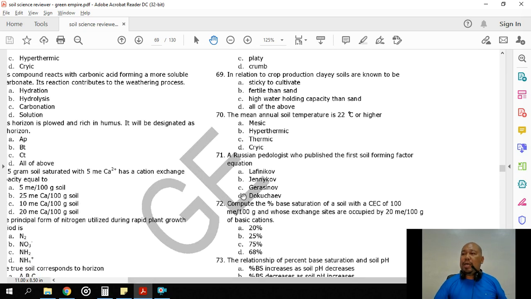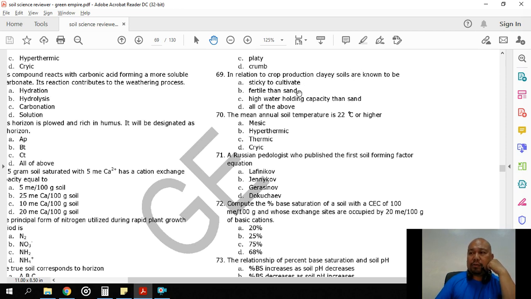Number 69. In relation to crop production, clayey soils are known to be sticky to cultivate, fertile than sand, high water holding capacity than sand, all of the above. I think we've gone through this in one of our sessions before. But again, let's just go over this one. In relation kuno sa crop production, unsa man ang characteristics sa clayey soils. So mura ni siya true or false, mura all of the above ng mga choice ba. Known kuno ang clay soils as sticky to cultivate. Yes, that's correct.